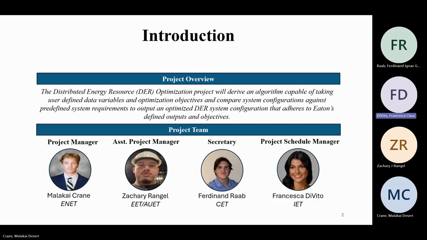So our introduction: this project focuses on optimizing distributed energy resources, or DERs. The goal is to develop an algorithm that takes user-defined variables and optimization objectives to evaluate different system configurations. It will then compare these configurations against predefined system requirements to determine the most efficient DER setup. Ultimately, this will ensure the final system aligns with Eaton's specific outputs and objectives.